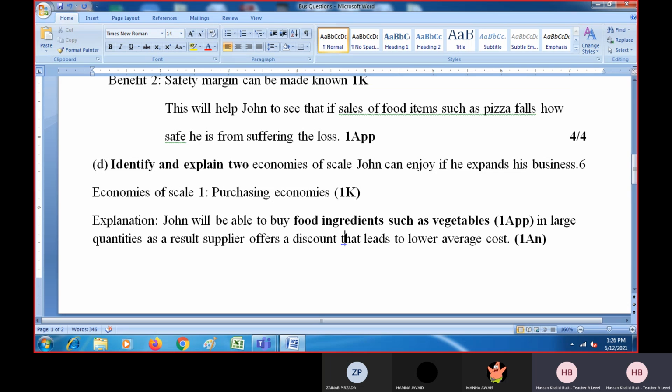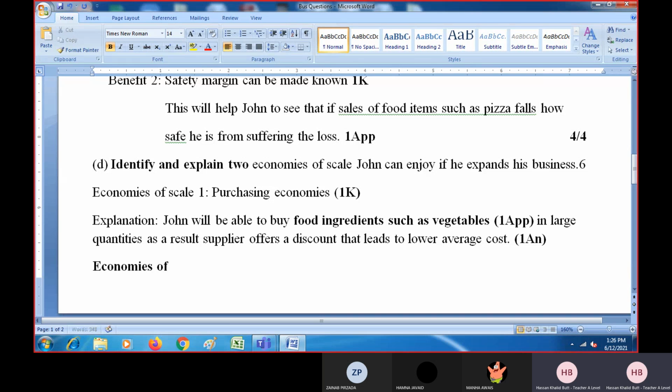Anybody? Out of 6? 3 marks, sir. 3 marks. Very good. One for knowledge, one for application, and one for analysis. That's good. Very good. All right. Now we can move on to economies of scale number 2, right?